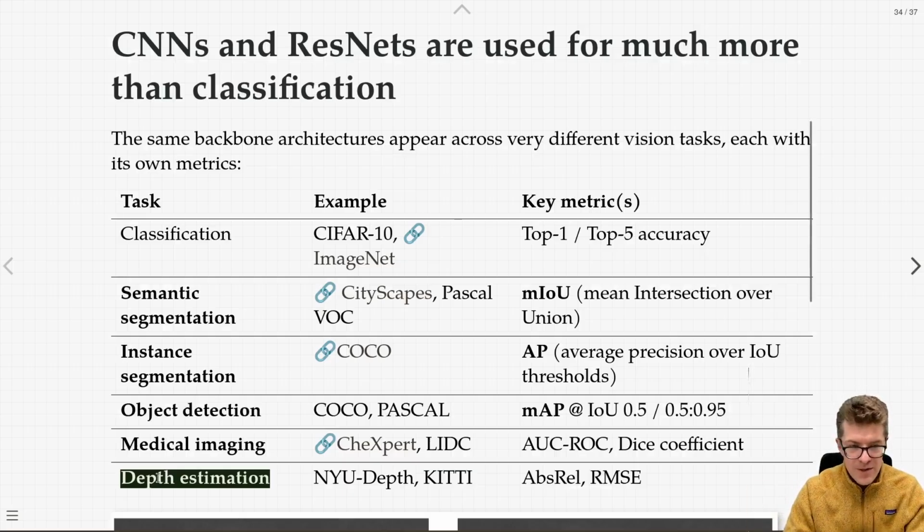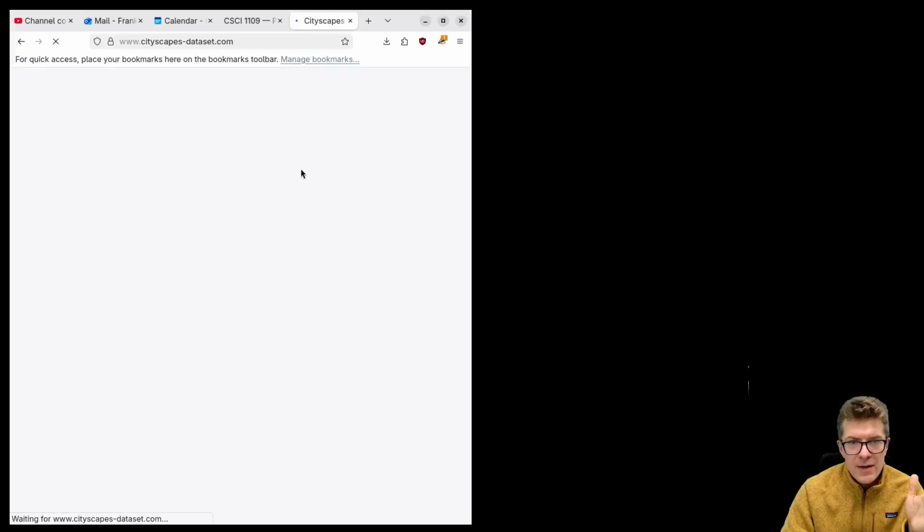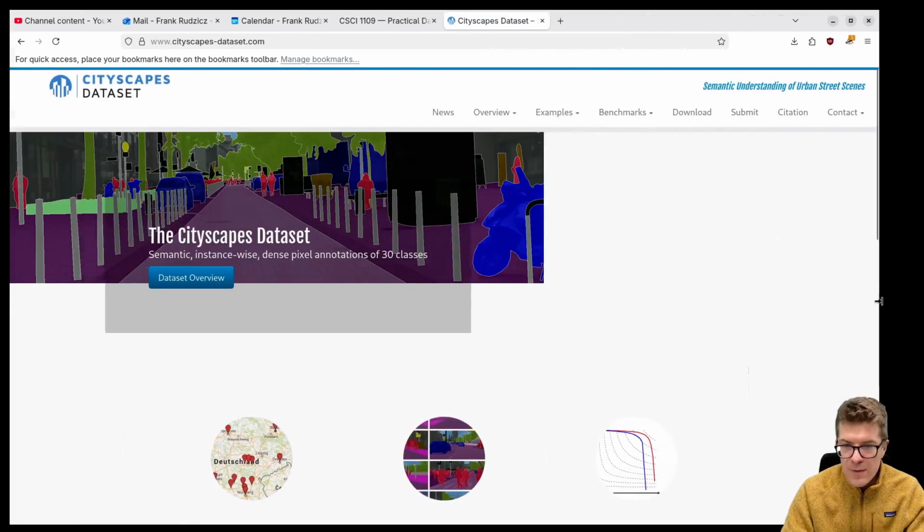I did a lot of that myself also when I was doing surgical computer vision. But I wanted to highlight semantic segmentation in particular. So I'll just click on this link for a second. Can I do this and just drag it over?